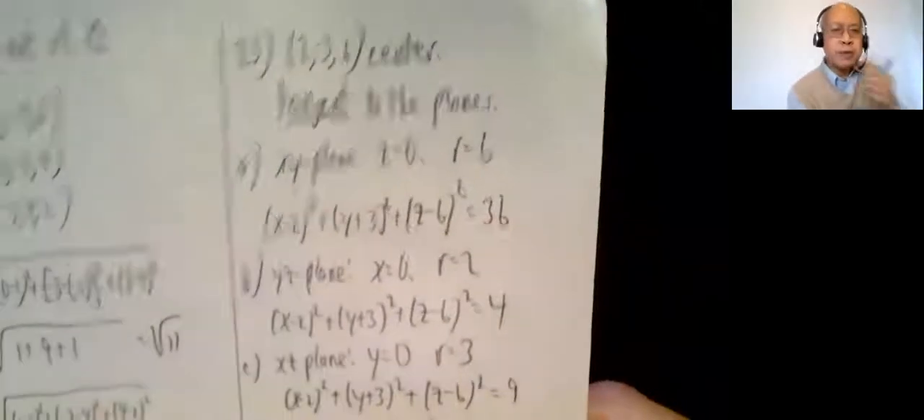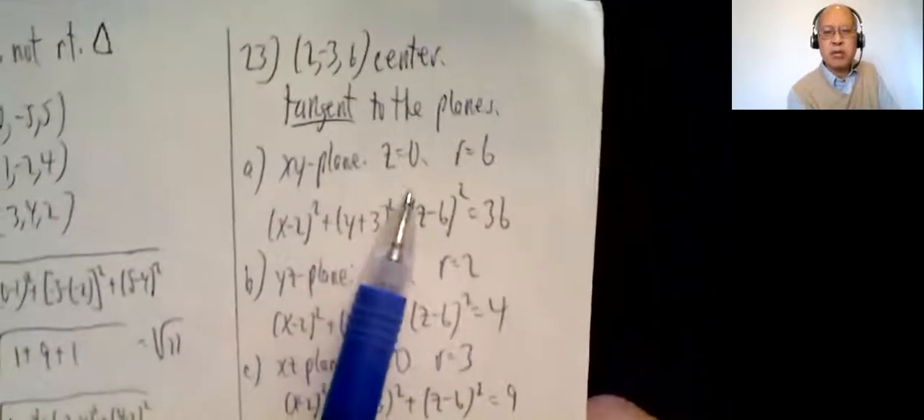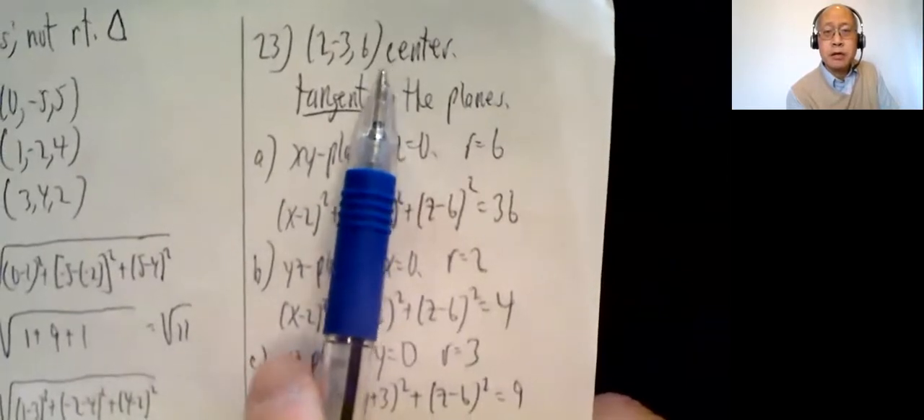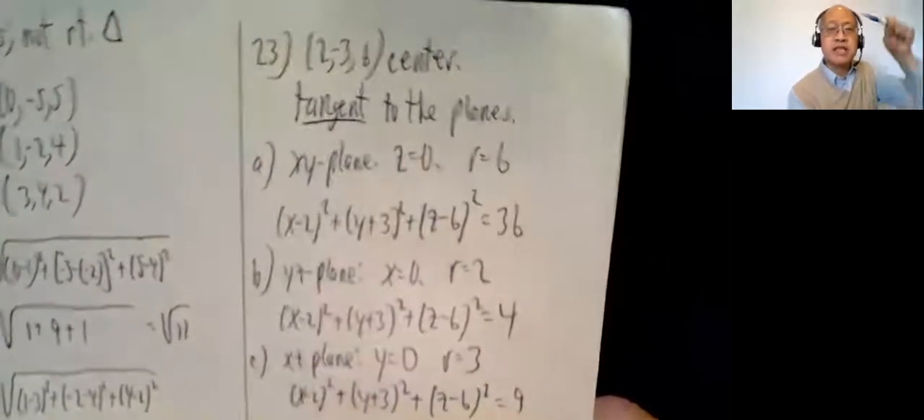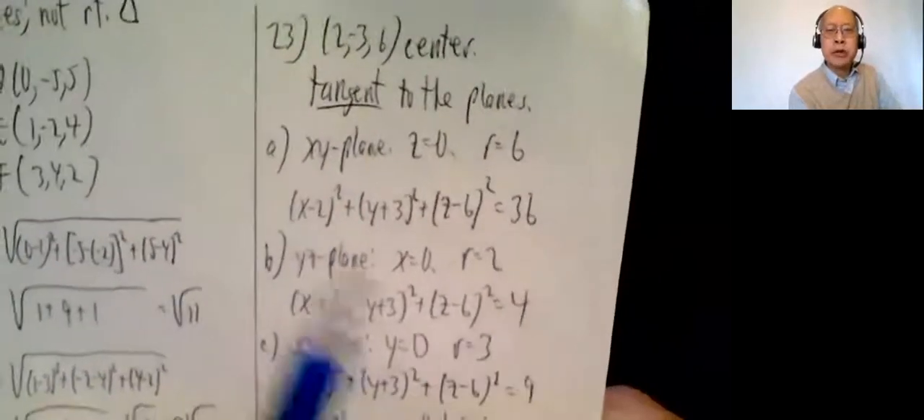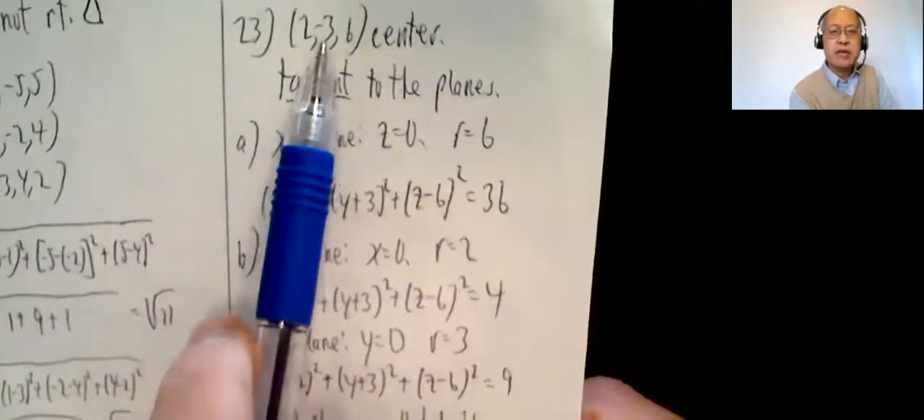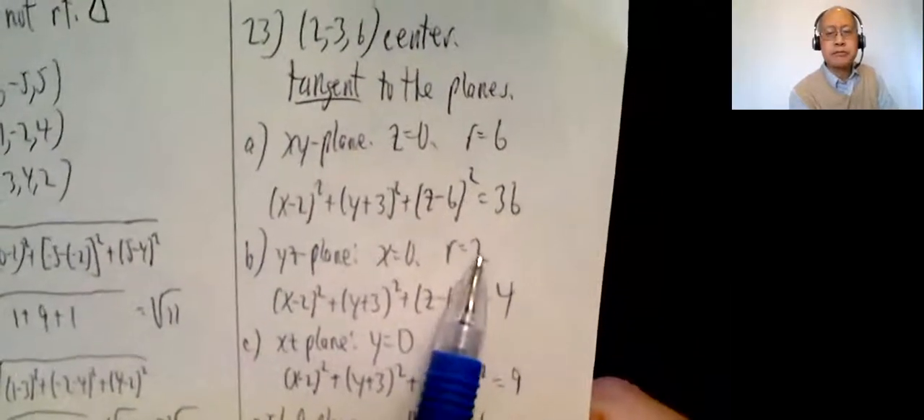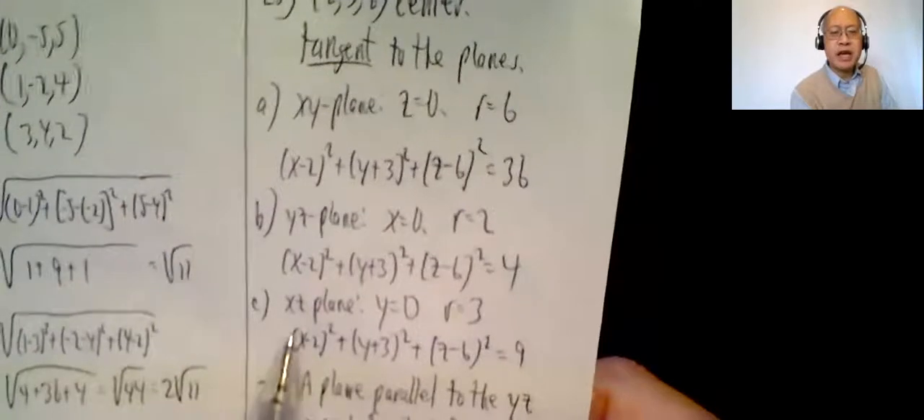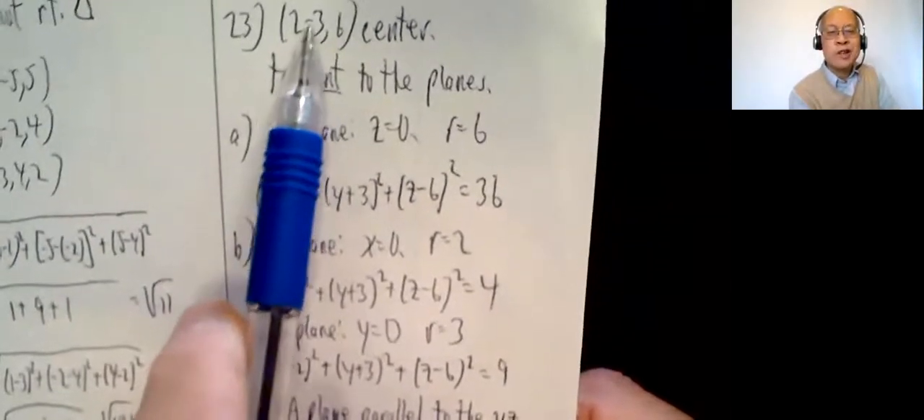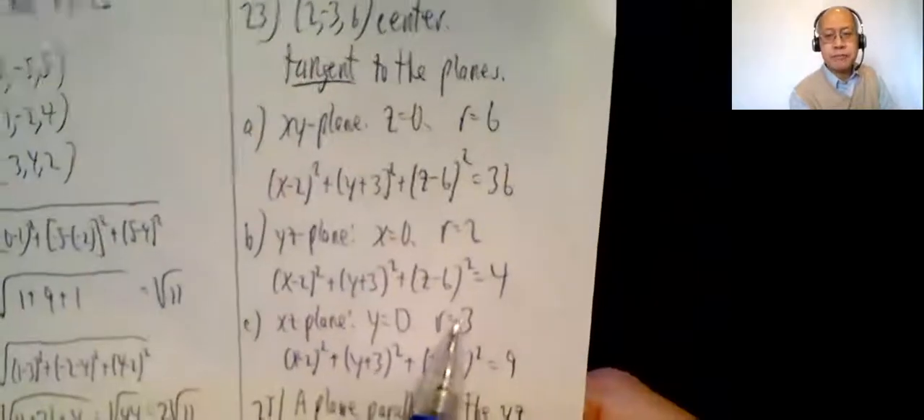The xy plane means z equals 0. That means I want the radius to be 6. If you have (2, negative 3, 6), how can I get tangent to the xy plane? It just barely grazes it if the radius is 6. For the yz plane, that means x equals 0. X is 2 here, so I want the radius to be 2. And then the xz plane means y equals 0. So at (2, negative 3, 6), I want the radius to be 3.